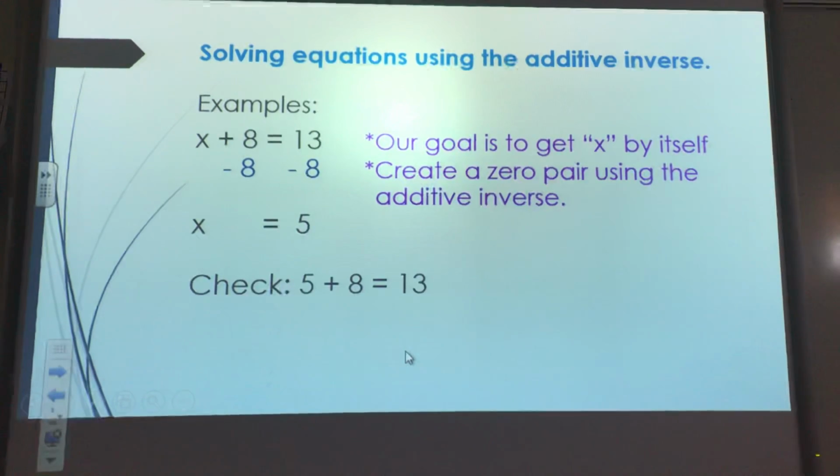Our last step is to check our work to make sure we got the correct answer. So now we know that x isn't really an x, it's actually a 5. So when we go back to our original problem, instead of writing an x, we'll actually put our answer, which is 5. So we will write 5 plus 8 equals 13. Well, 5 plus 8 is 13, so our answer checks.